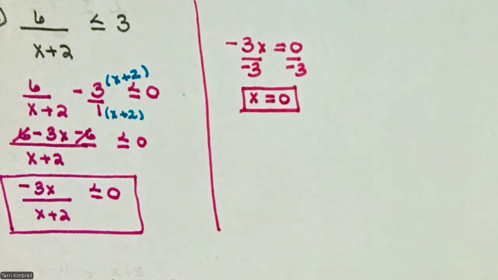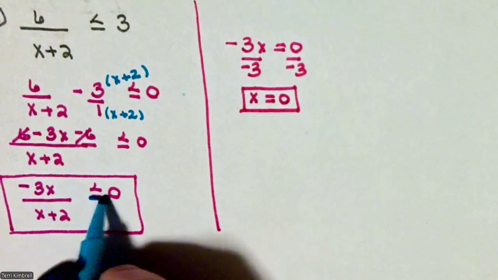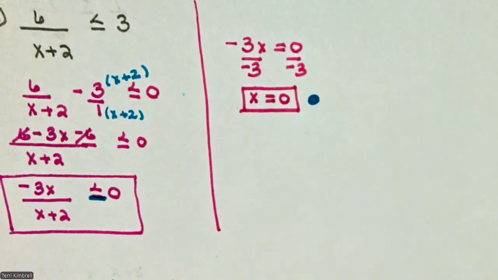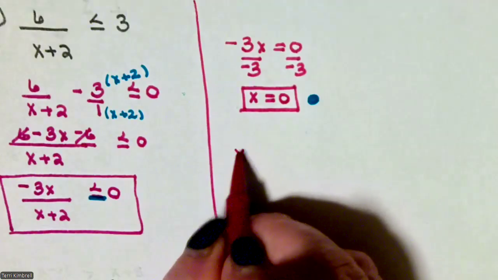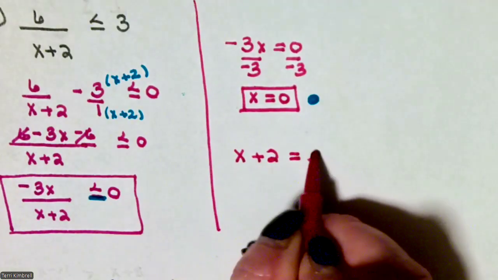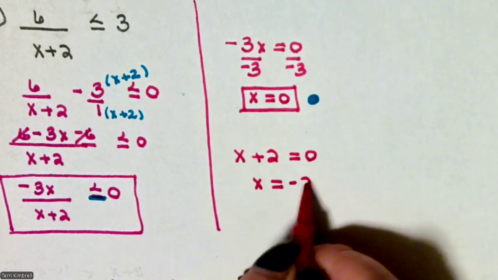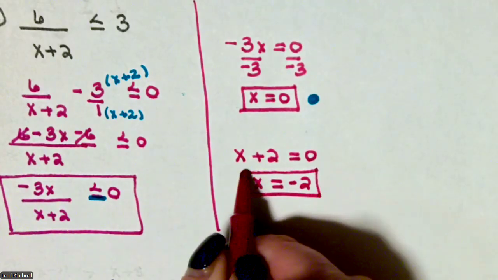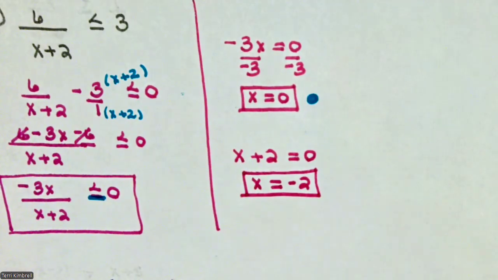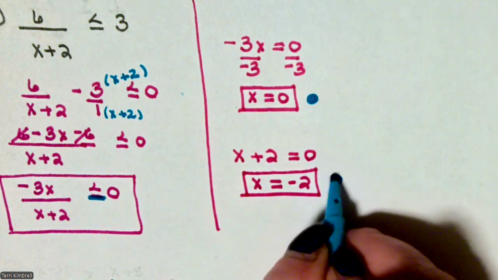Looking back to the original problem, it does have the line under it, which means this circle needs to be closed. Now I'm going to take the denominator, set that equal to 0. That would be -2. Since that is on the bottom of the fraction, that is open.